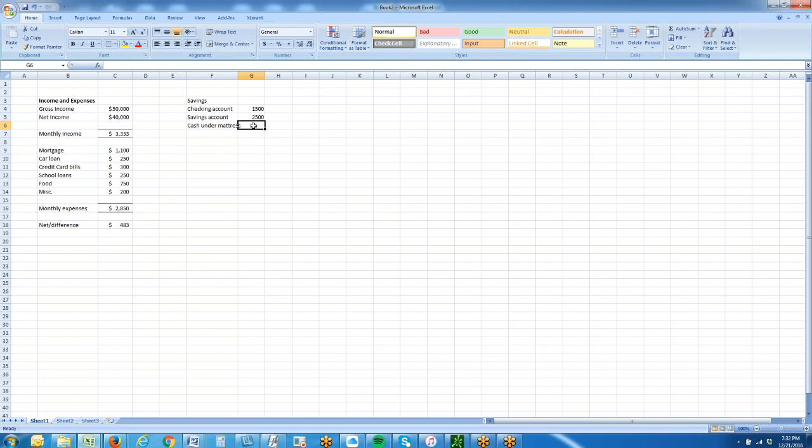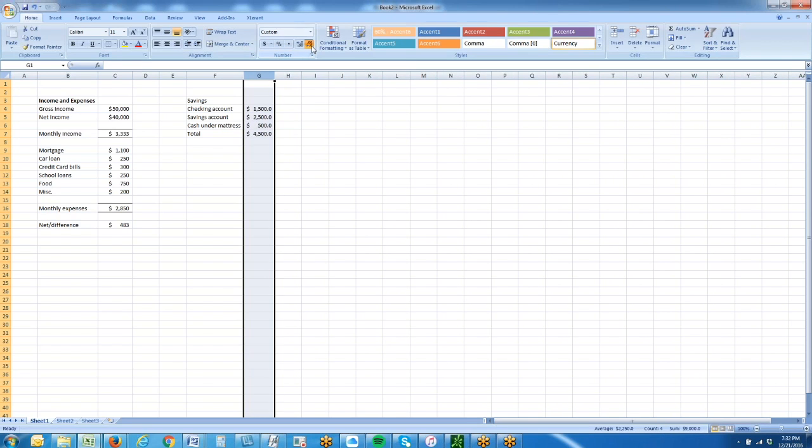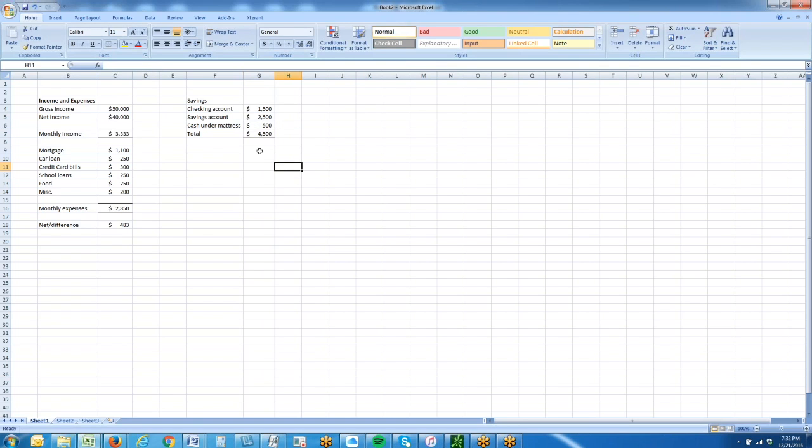And so maybe the cash you have on your mattress is $500. So total savings is, let's use this auto sum again, and so it's 4,500, and I'm going to format that. It makes it easier for me to look at it. And so there you go, $4,500 is what you have in savings.